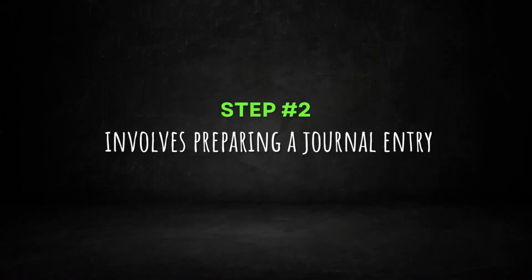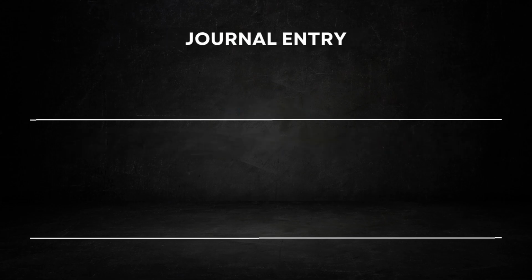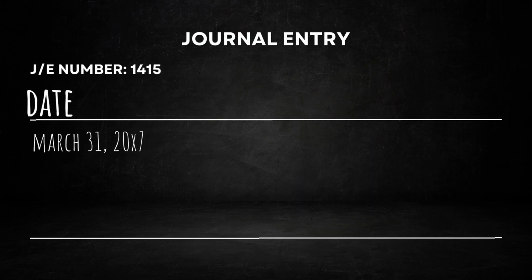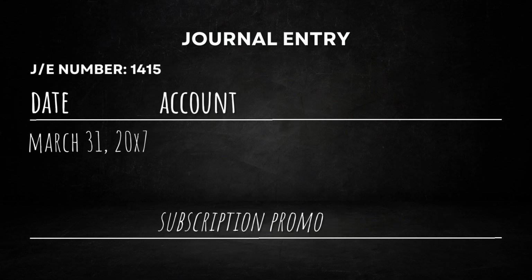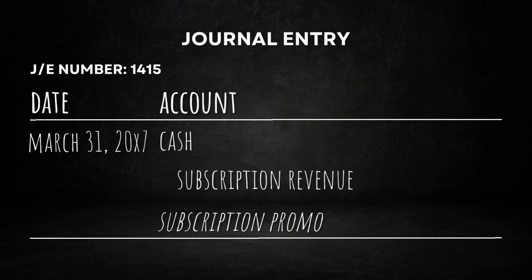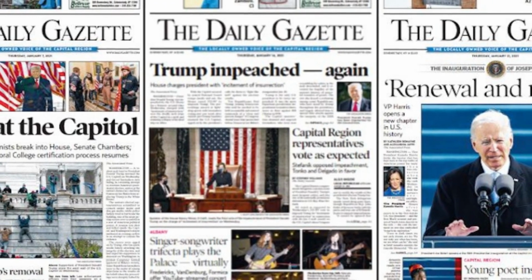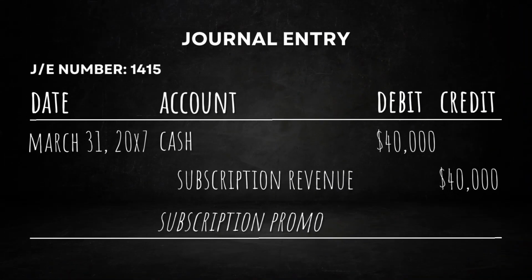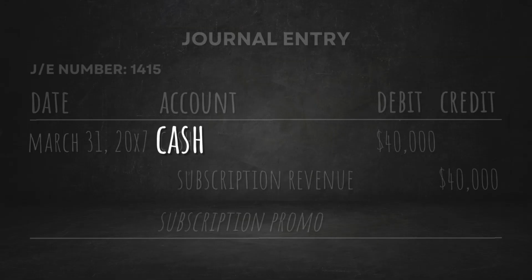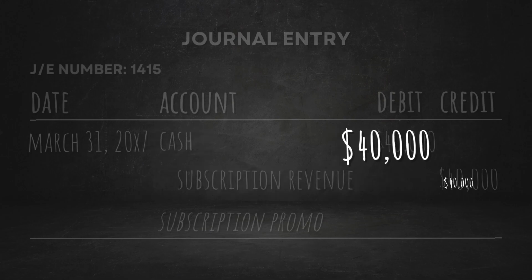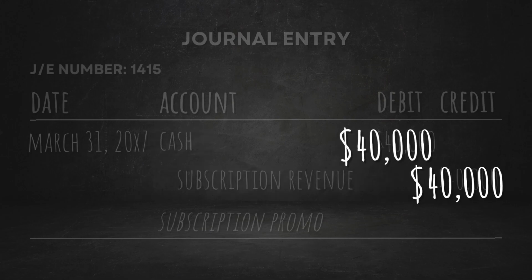Step 2 involves preparing a journal entry, which is a record of the financial transaction. The journal entry for this transaction would look something like this: journal number, date, description, accounts affected, cash and subscription revenue, debits, $40,000, credits, $40,000. In this case, since the Daily Gazette uses double entry accounting, the transaction affects at least two accounts, which are cash and subscription revenue. The debits and credits both amount to $40,000, ensuring that the equation remains balanced.